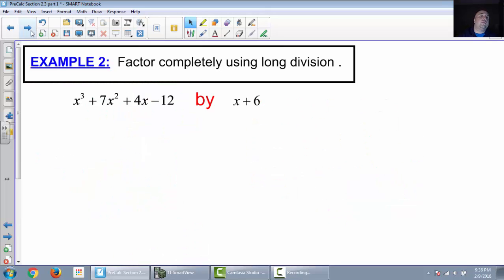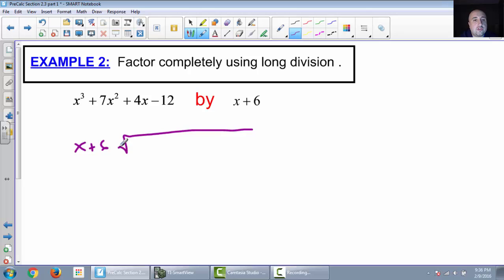All right, so let's try this one. We're going to factor completely using long division. Okay, so let's try. So I'm going to do x plus 6, and we're going to do a long division bar, x cubed plus 7x squared plus 4x minus 12. All right, so let's try this.